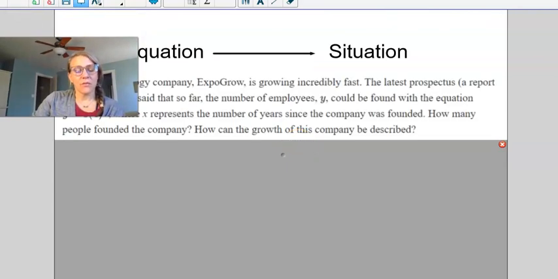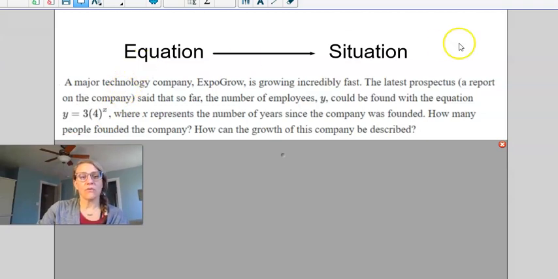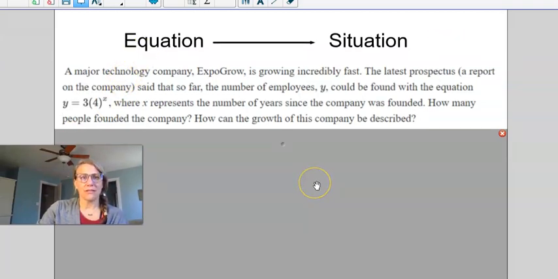So our first thing we're going to do is look at equations and go to situations. And I know you're thinking, well, this looks like a situation already. There's a big paragraph, but it's just explaining some background information about this equation right here. The piece that we really need to be concerned about is that Y is the number of employees from this Expo Grow technology company, and X represents the number of years since the company was founded or started.